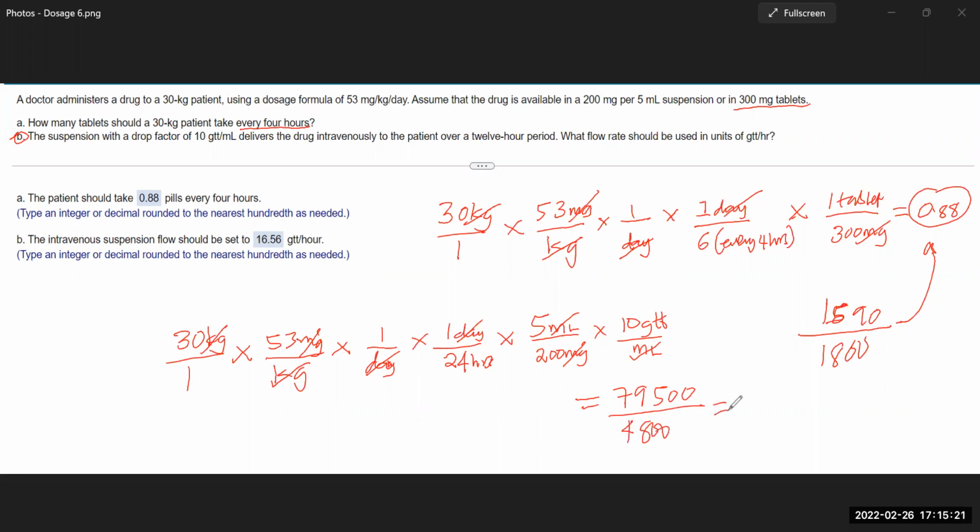So do 79,500 and then divide by that, and that should give you 16.56 GTT, or drops per hour. Okay, and that settles the problem. Sounds good?